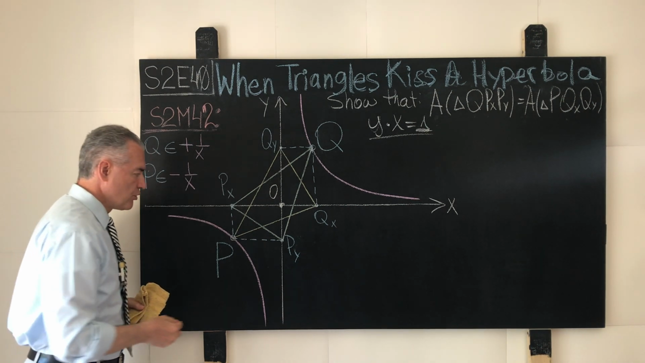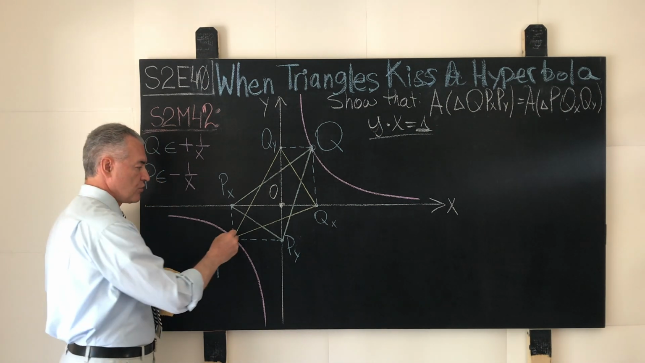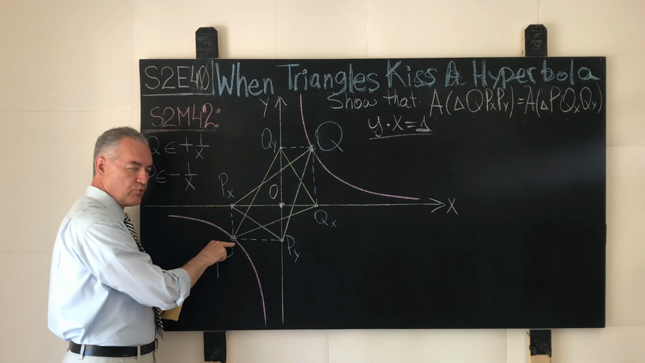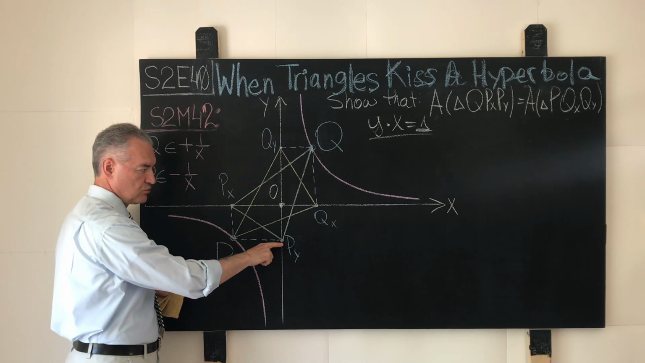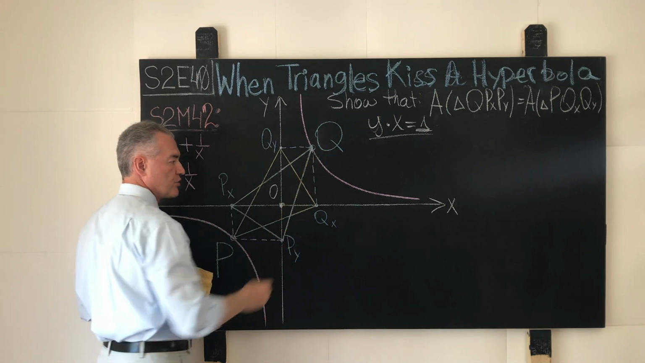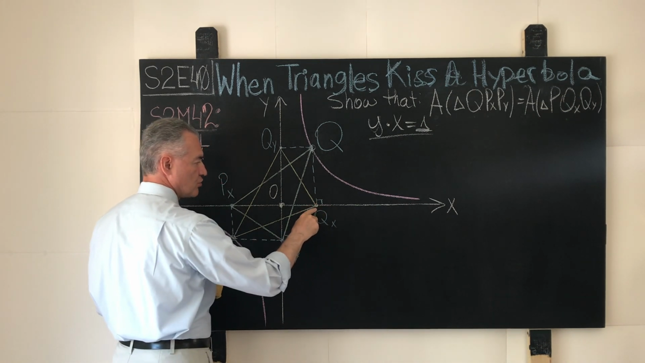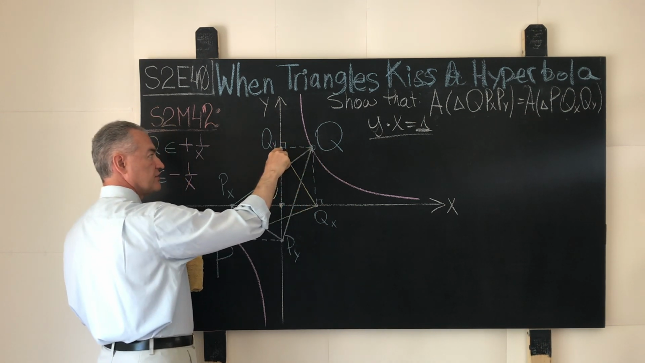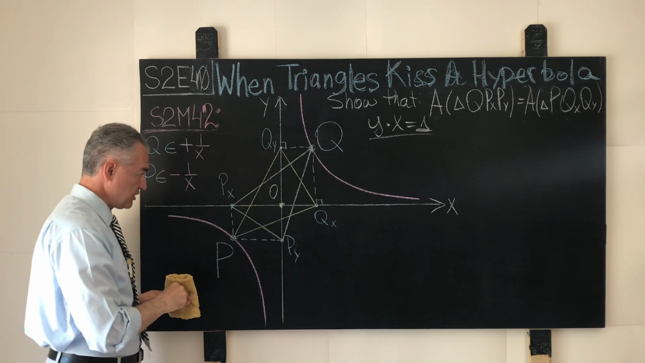We're then told that the point P is projected orthogonally on the x-axis into the point P sub x, and the same point is projected orthogonally on the y-axis into the point P sub y shown over here. Likewise, the point Q is projected orthogonally onto the x-axis into the point Q sub x shown over here, and the same point Q is projected orthogonally onto the y-axis into the point Q sub y shown over here.